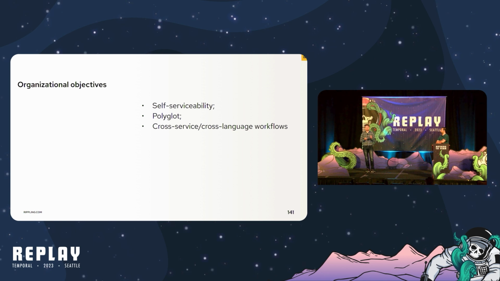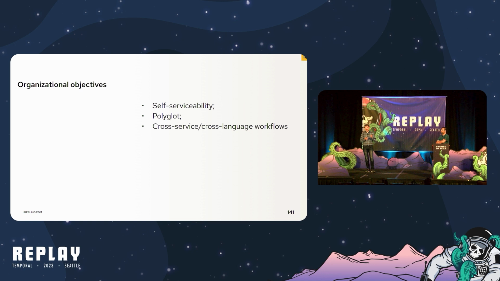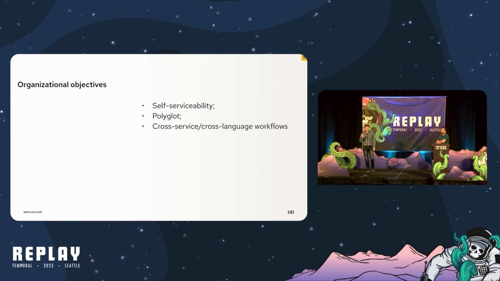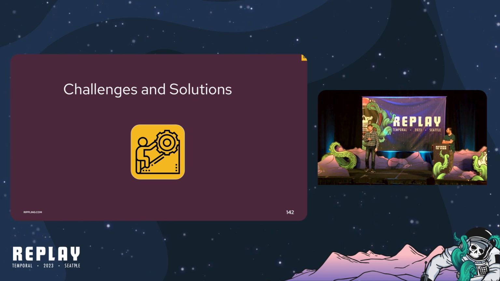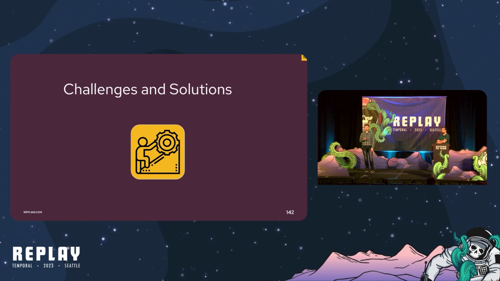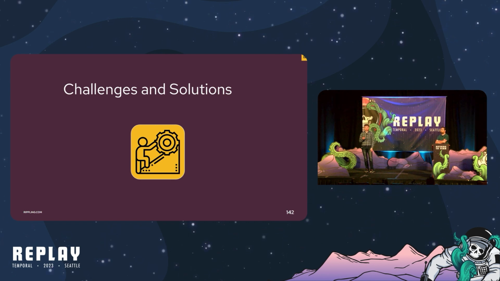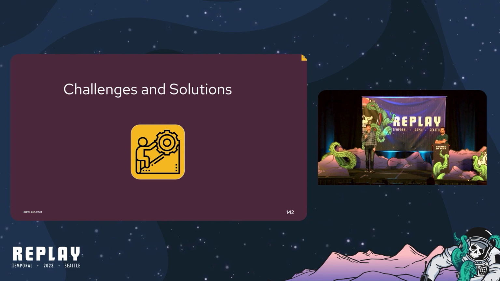And because Rippling is also trying to adopt a microservice architecture, we needed that to work across multiple languages. So with that in mind, you probably saw from previous slides that Temporal pretty much checks all the boxes, that's basically the definition of Temporal. But there were still some challenges and solutions we had to work out, so I'll quickly run through those as well.